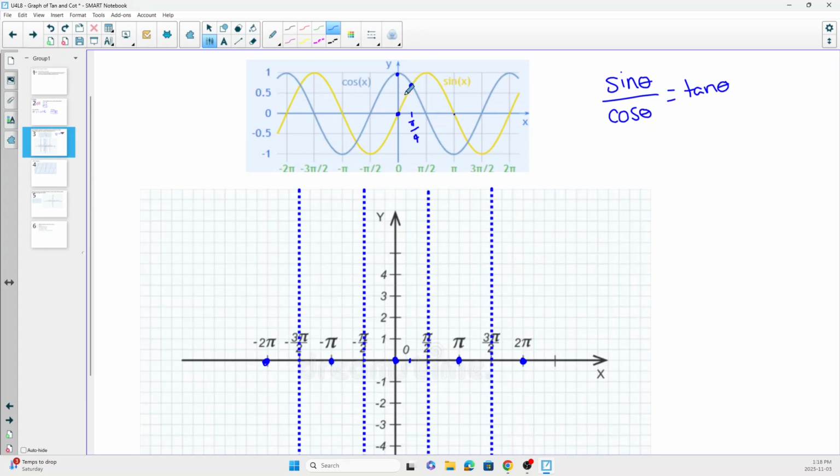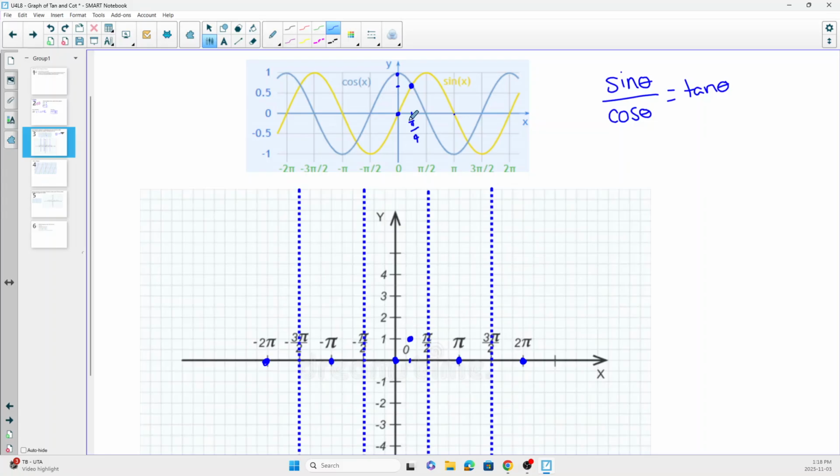So this is 0.5, this is 0.1. Let's just say it's not 0.75, but let's just say it's close. 0.71 divided by 0.71 is just going to be 1. 0.75 divided by 0.75 is just going to be 1. So no matter what, at pi over 4, which is right here, tan has a function value of 1.